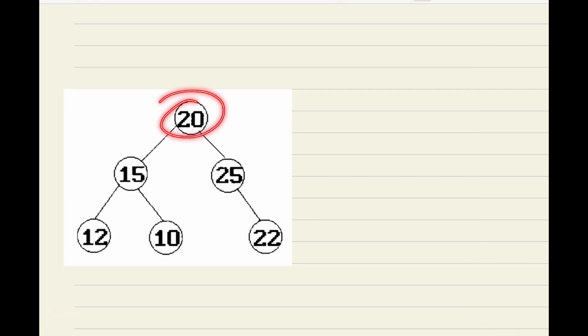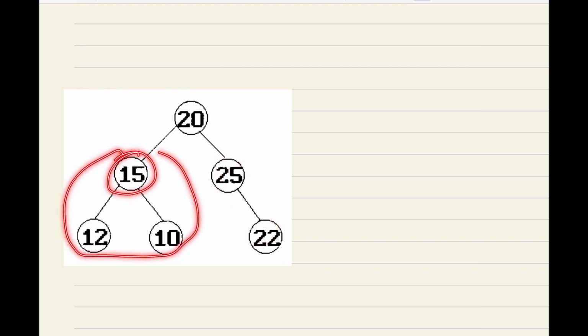So here 20 is the root, then the left part is 15, 12, 10. So all are less than 20, and on the right side 25, 22. So all are greater than 20. It is okay. So now come to this part, this subtree.